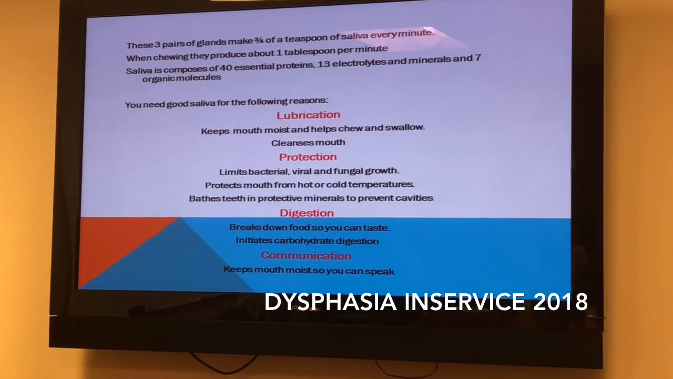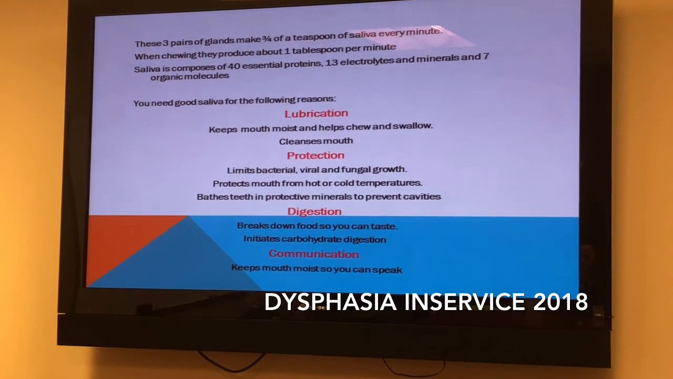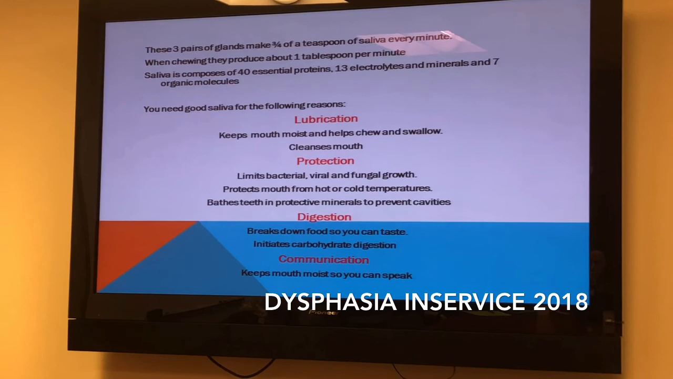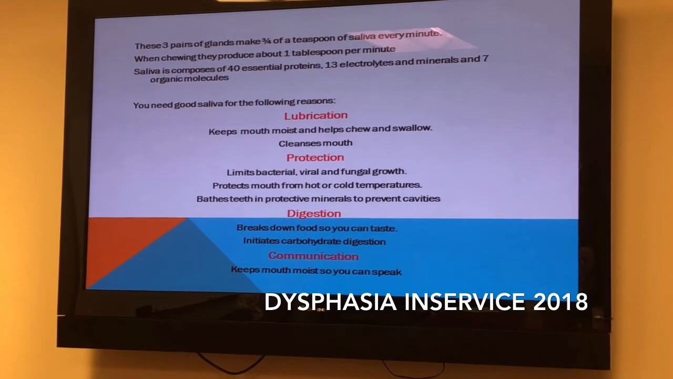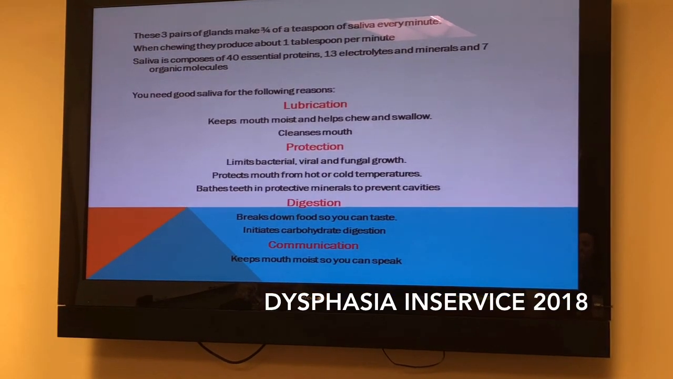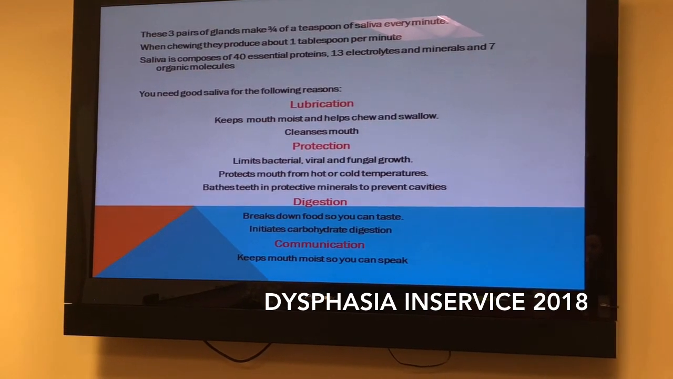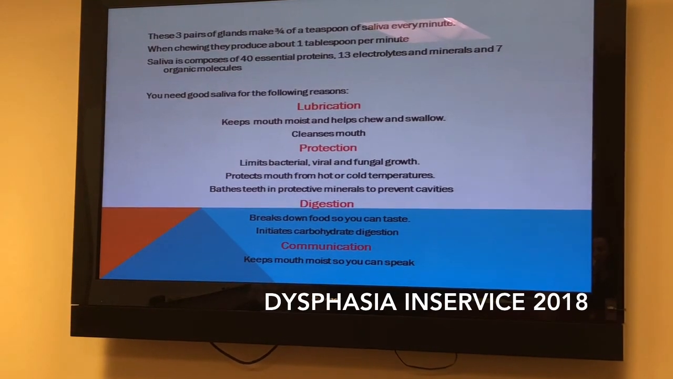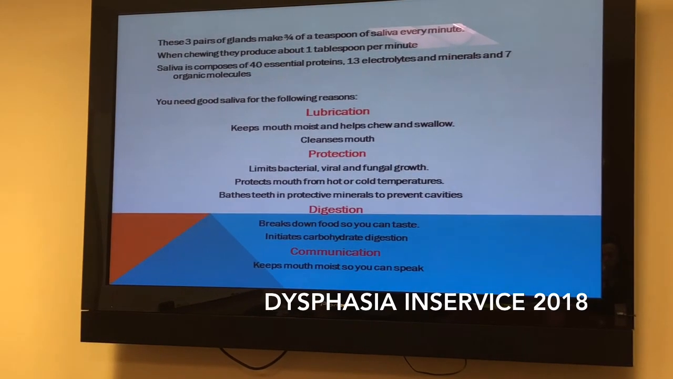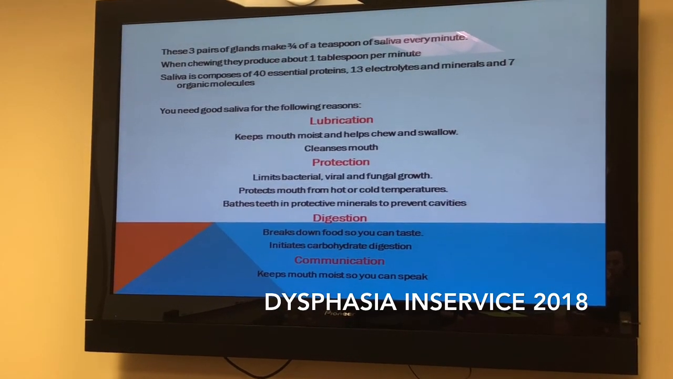So our saliva is extremely important in our ability to eat and speak, and that's why oral care is so important. You need good saliva for lubrication, so it keeps your mouth moist, helps you chew and swallow, and cleanses your mouth. Protection: it limits bacterial, viral, and fungal growth. So your patients who don't have good saliva production often have issues with things growing in the mouth. It protects our mouth from hot and cold temperatures, and it bathes the teeth in protective minerals to prevent cavities. So when you don't have good saliva, you also have more tooth decay.